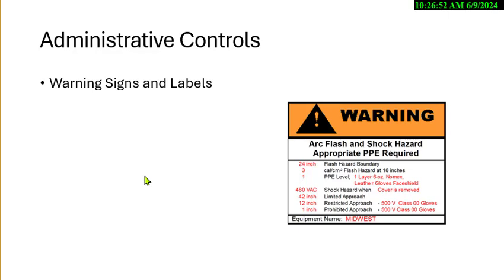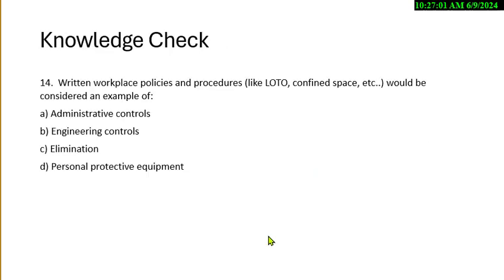And you got to remember, there's different levels of administrative controls. You can start thinking, well, I'd rather have training than this, but this is all administrative controls. So written workplace policies like lockout, confined space would be considered an example of what? A. Administrative controls. B. Engineering controls. C. Elimination. D. Personal protective equipment.